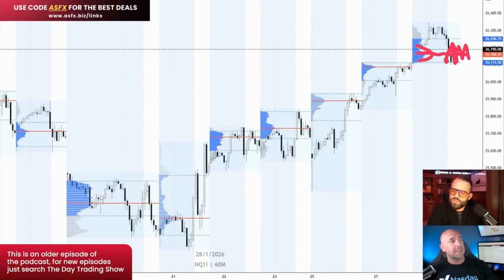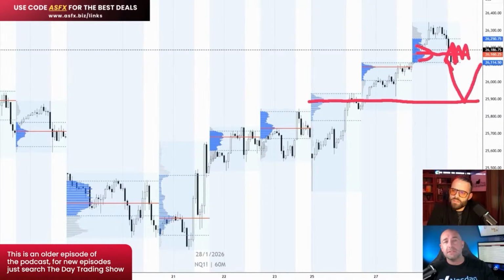However, if we were to sell off and come down to an old point of control, like here, we would expect it to bounce off of that like a VWAP bounce, because it's an old volume area. This is where a lot of people are positioned. Probably the institutions are going to defend it very much like the VWAP. So we call that a naked point of control.